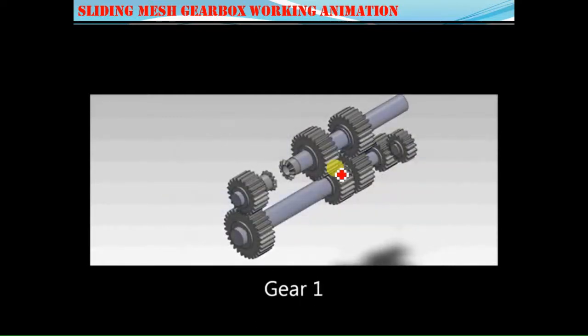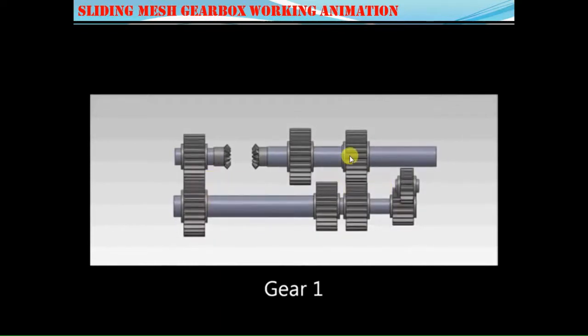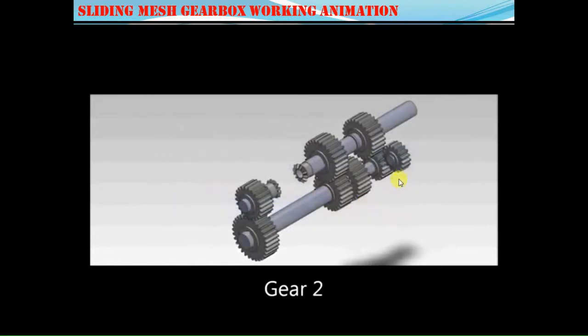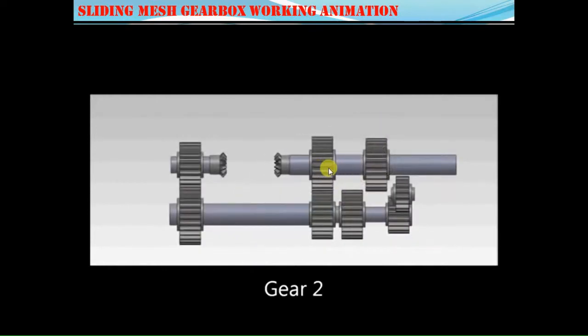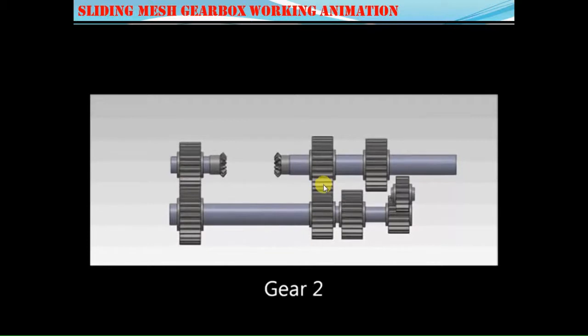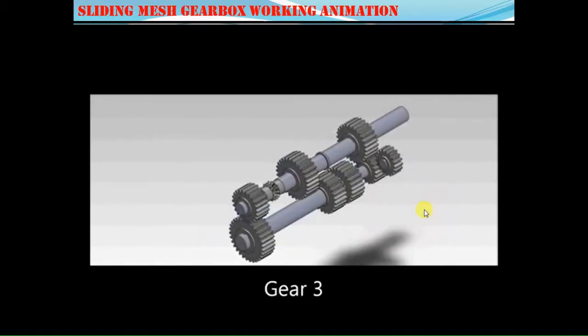Now the first gear is engaged with this counter shaft gear, so gear ratio 1 is formed. As a result of this meshing of the gear, gear ratio 1 is developed. Now gear ratio 2 is formed by engaging this counter shaft gear with another gear of this spline shaft. So gear ratio 2 is developed. Now there is another gear ratio that has to be formed here.